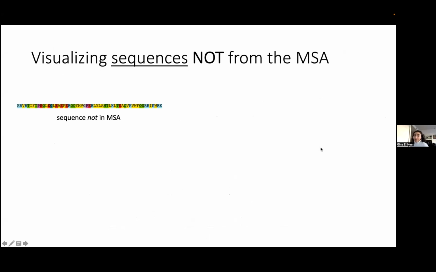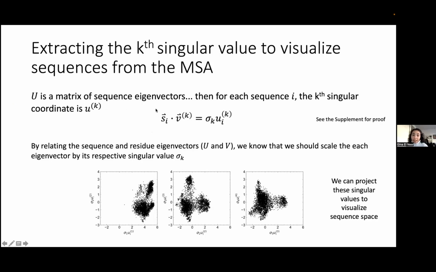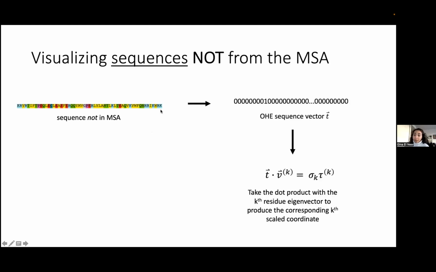So what about if you want to represent sequences not from an MSA? If you have a new sequence and it's not in your multiple sequence alignment, you can first one-hot encode it, and you get this sequence vector T. It's equivalent to this S vector here. So then you can just plug that into that same equation, where you plug that sequence vector in and you multiply it, or dot product it, by the residue eigenvector, and you get this value for each of the singular values, where it's sigma k and then the sequence eigenvector.